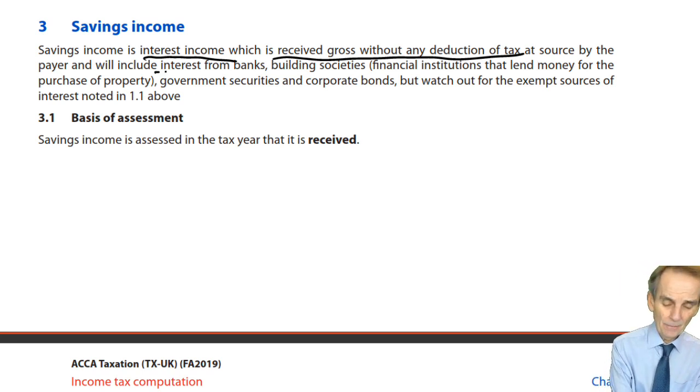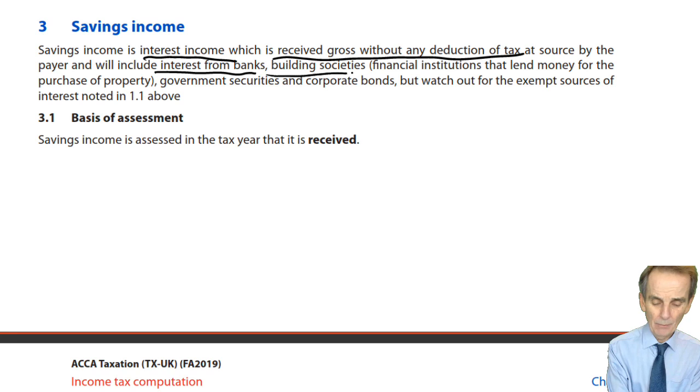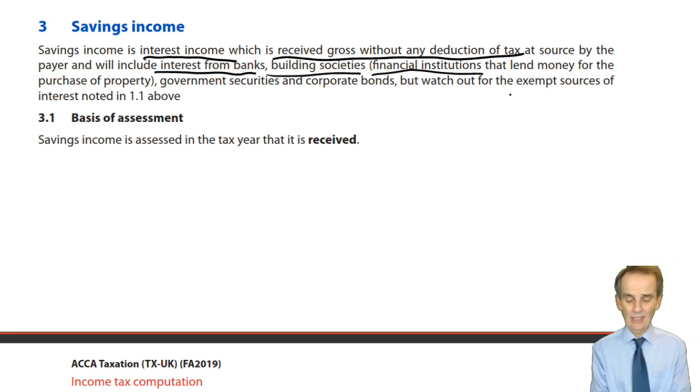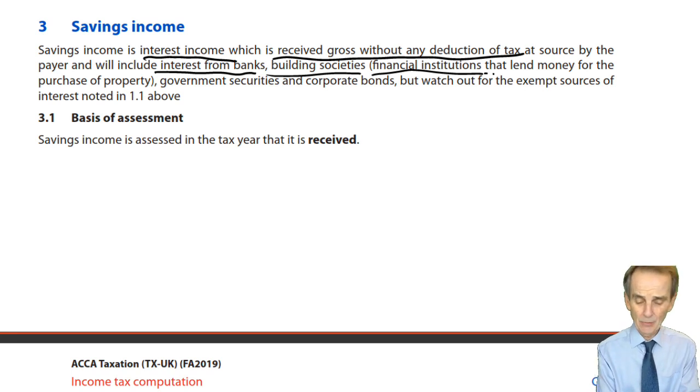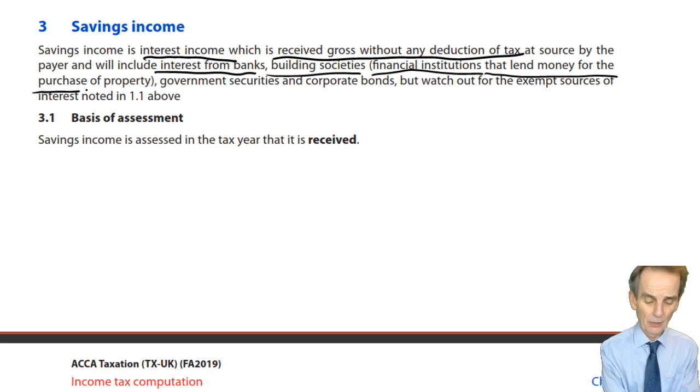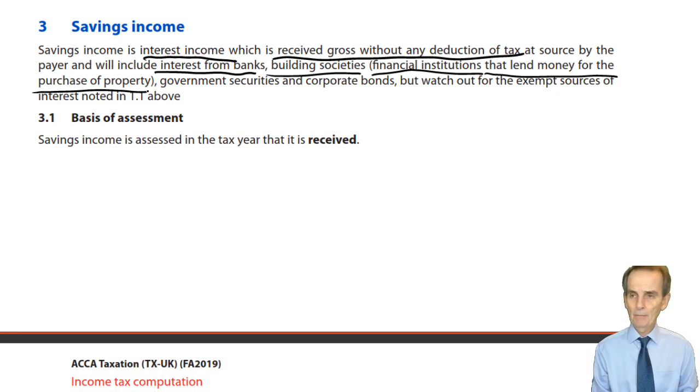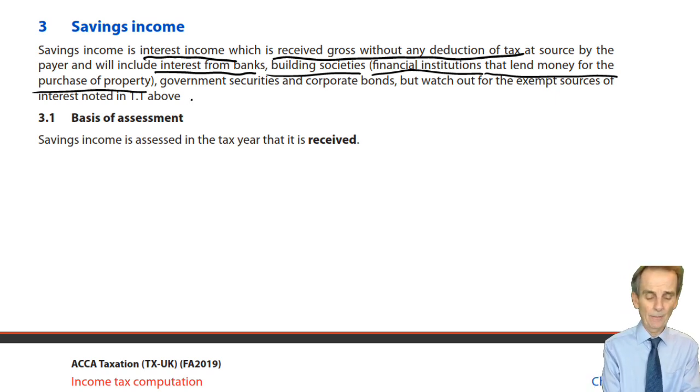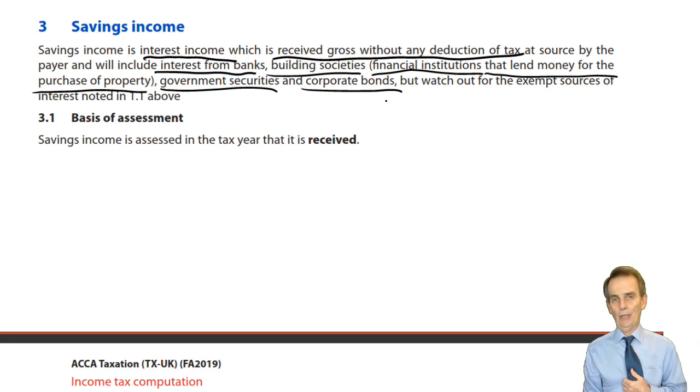What does it include? Interest from banks, the main one, building societies, again, financial institutions, as we said earlier. They were originally set up to lend money for the purchase of property, hence building societies there, but now they are routine financial institutions and have a lot of other issues that they deal with. Government security interest and interest from corporate bonds, again your loan interest, your debenture interest.